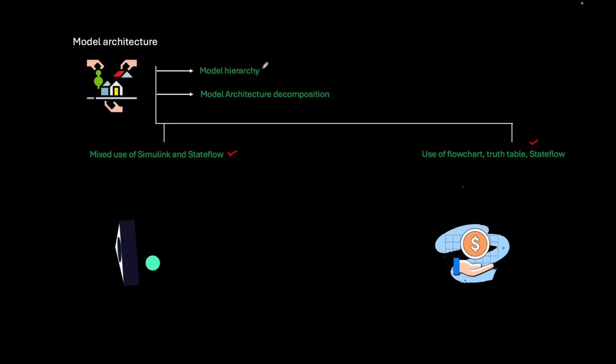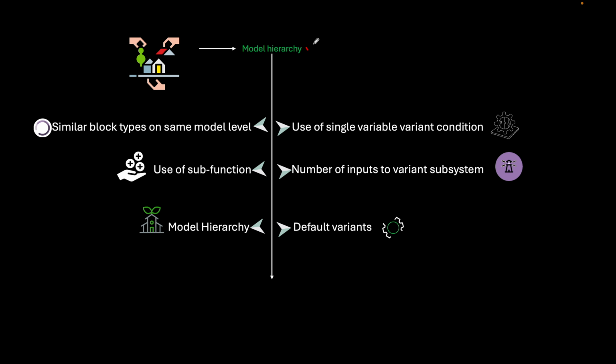In this particular tutorial, we will see what is model hierarchy and what are the different things that are covered in model hierarchy. Coming to the model hierarchy, we have a total of 6 components. The first is similarity of blocks that should be there inside the model. Use of subfunctions, so how you should define any subfunctions inside a model. Next is model hierarchy, so how you should arrange different levels of the model inside a model based design.